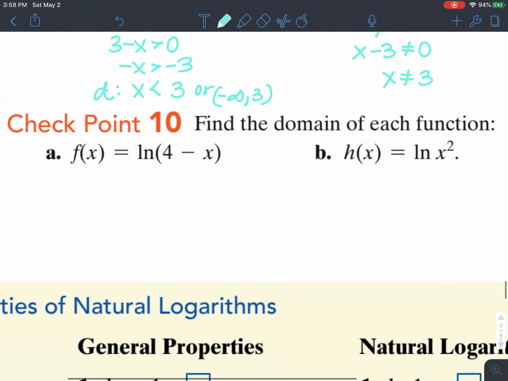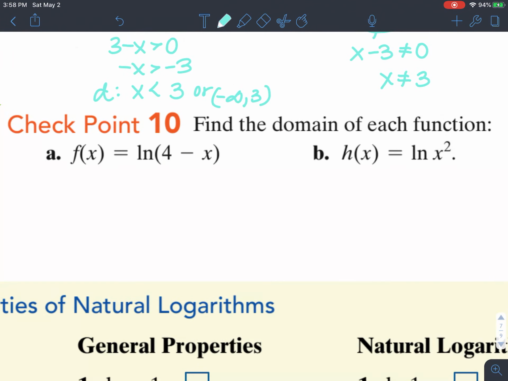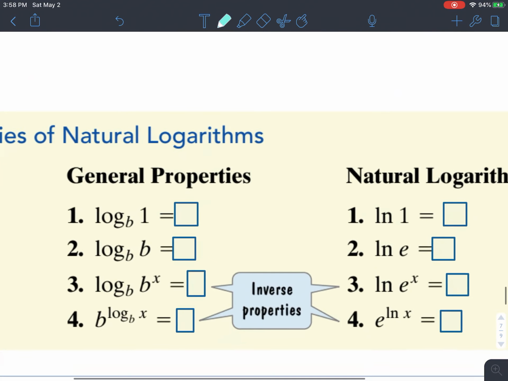Okay, so try these. Make sure you can do these. So pause the video, then make sure. This one is x has to be less than 4. And this one is going to be x just can't be 0.